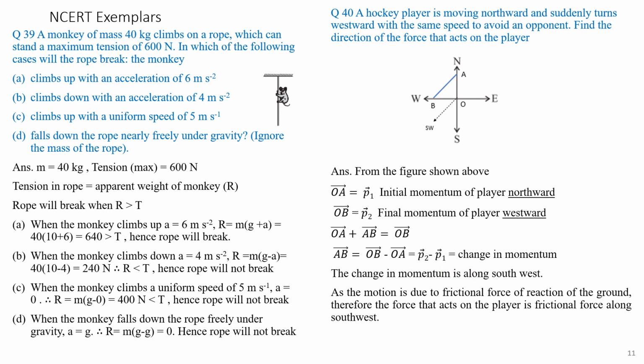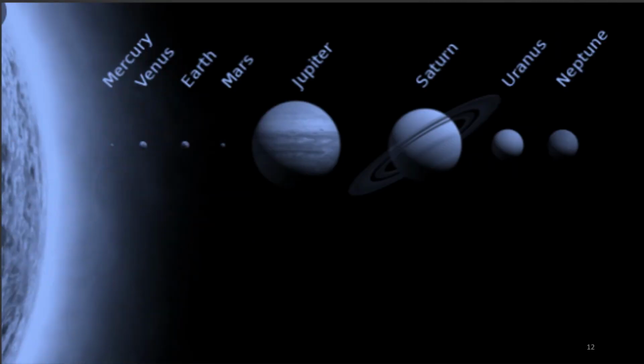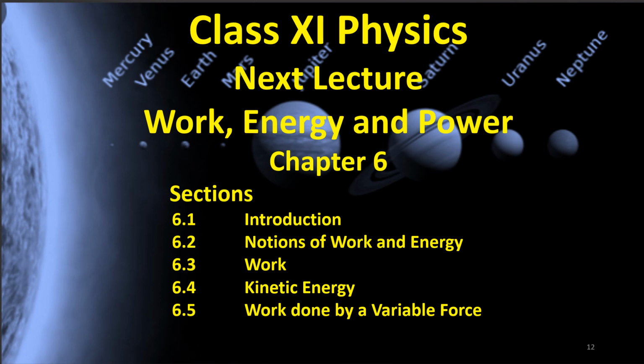With this, we come to the conclusion of some of our worked examples. More problems will be taken when we solve the model question papers and other things. In the next session, we'll start with a new chapter, chapter number 6, that is work, energy and power. Till then, goodbye.